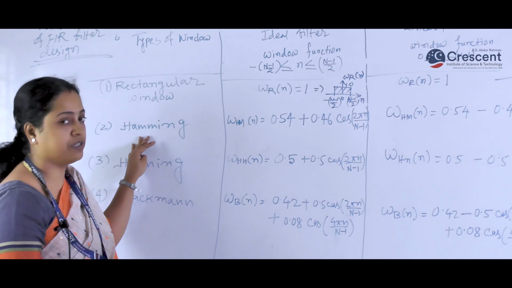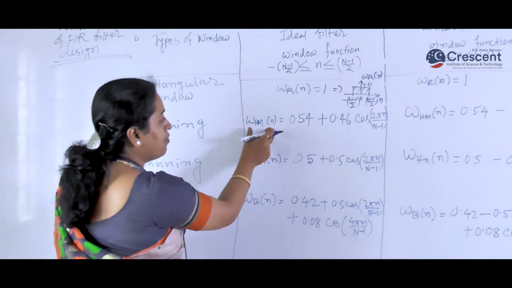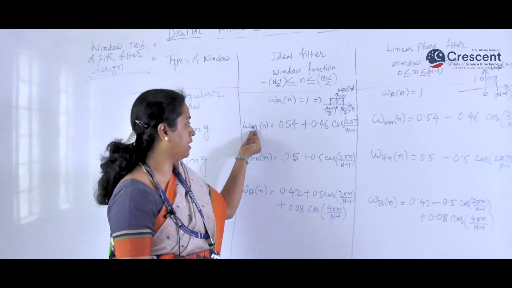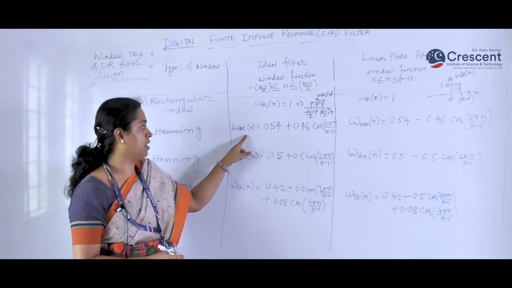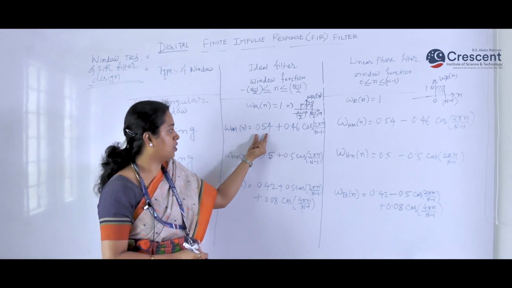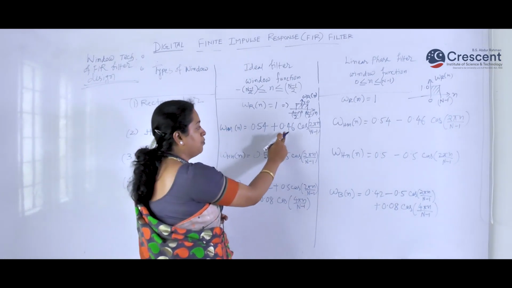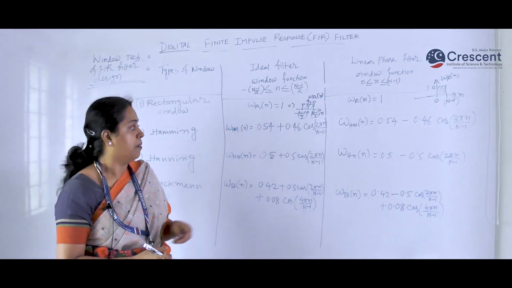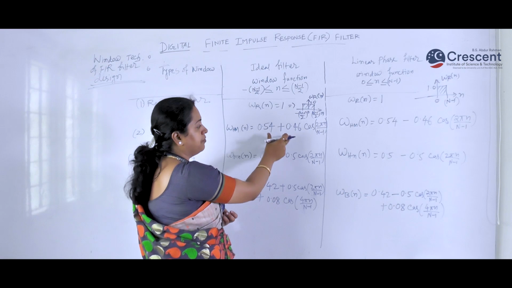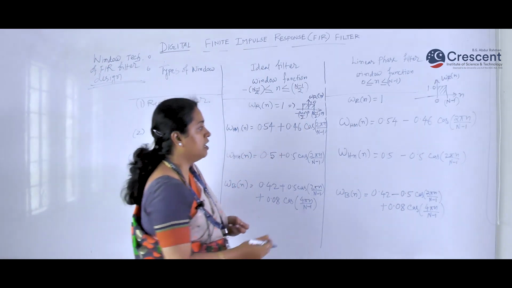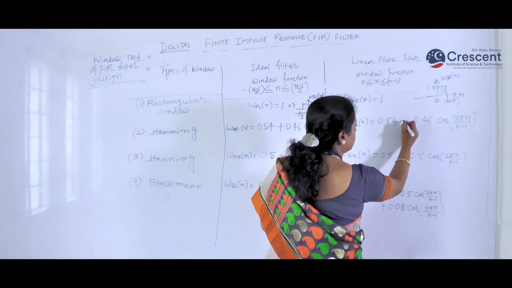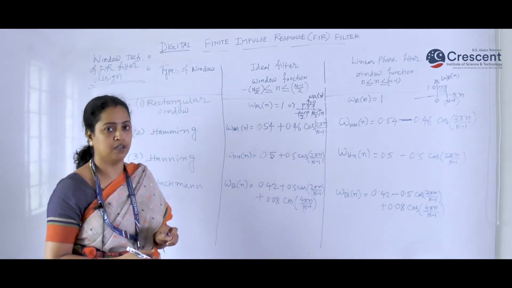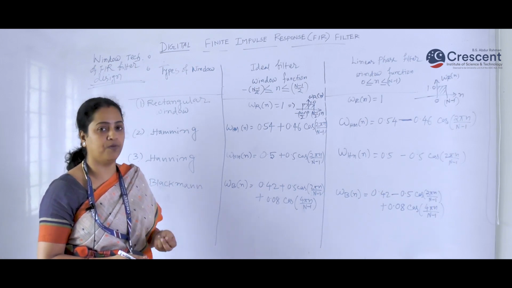Coming to the next window, which is the Hamming window, the window function is given in this manner, where HM is nothing but the notation for the Hamming window. It equals 0.54 plus 0.46 cos(2 pi n divided by N minus 1). This is for the ideal filter. If the filter is linear phase, there is no change in the equation except this sign. Instead of the plus symbol, it is changed to minus. So we can easily remember these window functions.